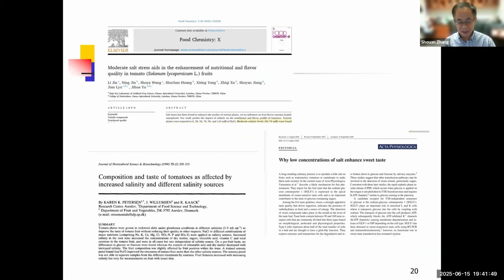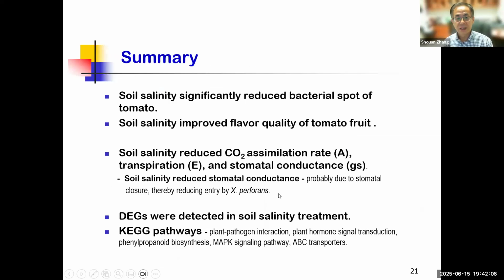Then Cassera looked into the literature and found that there have been some reports that low to moderate levels of salinity treatment enhanced nutritional and flavor quality of tomato fruit. In summary, soil salinity significantly reduced the bacterial spot of tomato in our study and significantly improved flavor quality of tomato fruit. Soil salinity reduced CO2 assimilation rate, transpiration, and stomatal conductance. Soil salinity reduces stomatal conductance probably due to stomata closure, thereby reducing the entrance by the pathogen Pseudomonas perforans into the plants.